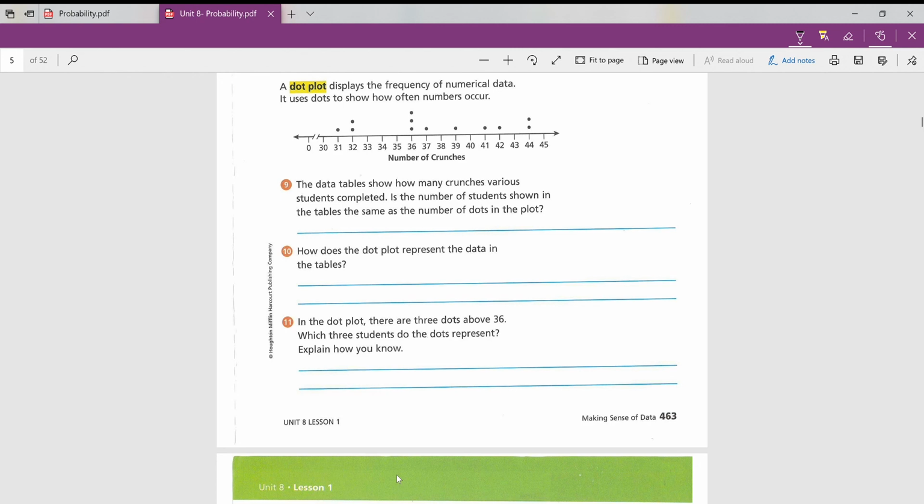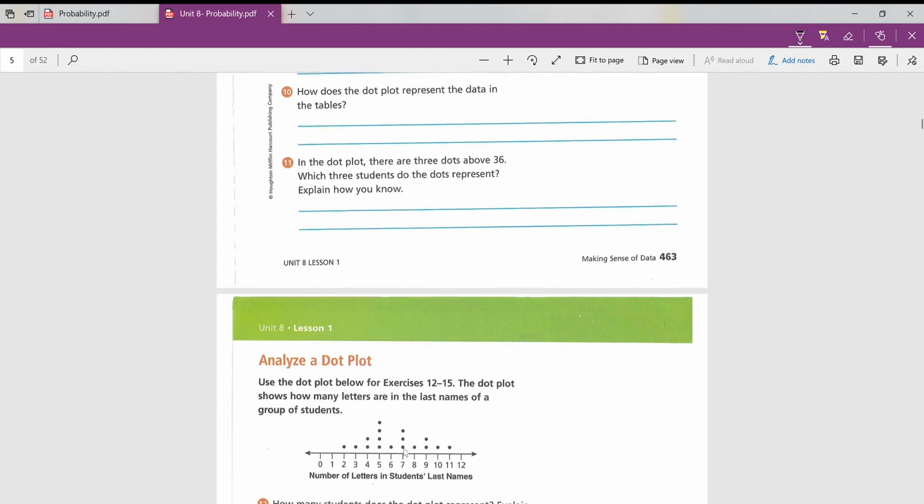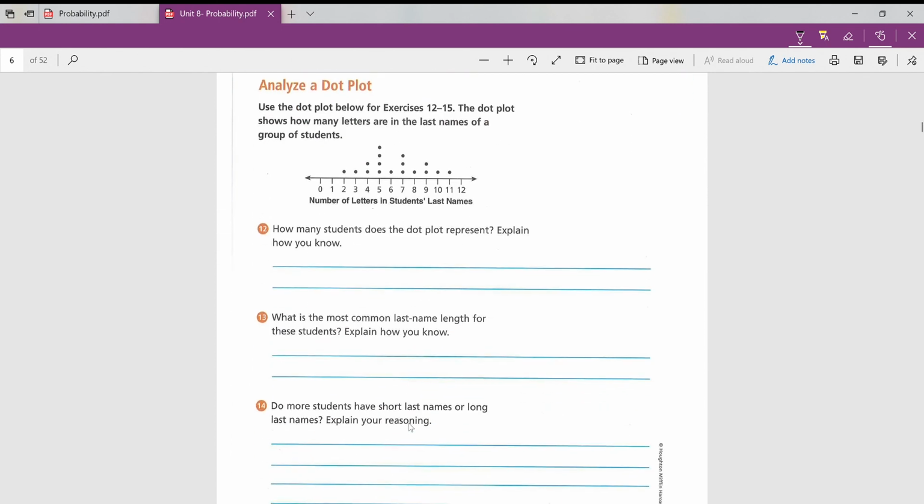Number 11, in the dot plot, there are 3 dots above 36, okay? Which three students do the dots represent, and explain how you know? Well, how you know is by looking at the number of dots and comparing it to the tables and seeing who had which. That's going to allow you to determine who had what. All right, so analyzing your dot plots. How many students does the dot plot represent, and explain how you know?